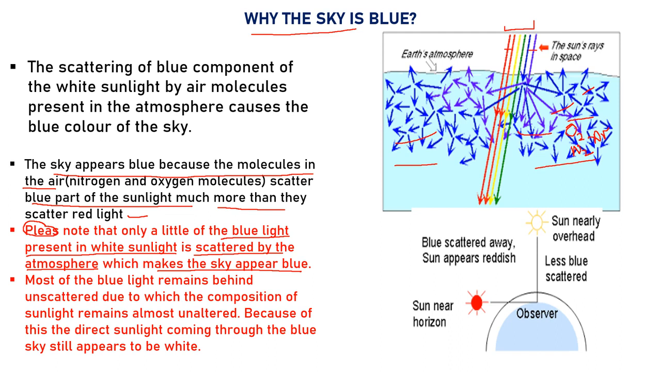Most of the blue light, this is very important, right? Most of the blue light remains behind unscattered, due to which the composition of the sunlight remains almost unaltered. Because of this, the direct sunlight coming through the blue sky still appears to be white. The sunlight appears white because most of its composition is unaltered, right? And that is why it still appears white in color.